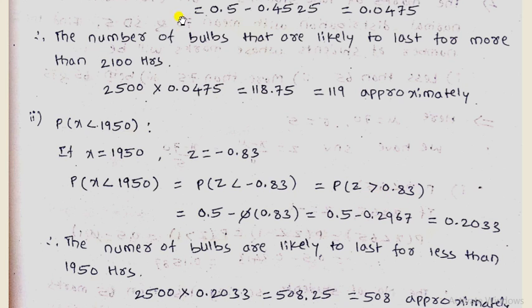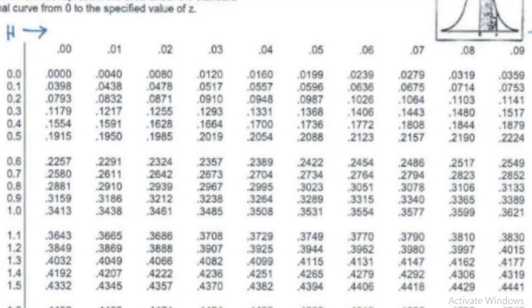Now I'll show how to check this 0.83 value in the normal distribution table. The required value is 0.83. In the vertical column you use 0.8 and in the horizontal row we use the 3. So 0.8 and 3 become 0.2967. This value we will use in the problem.